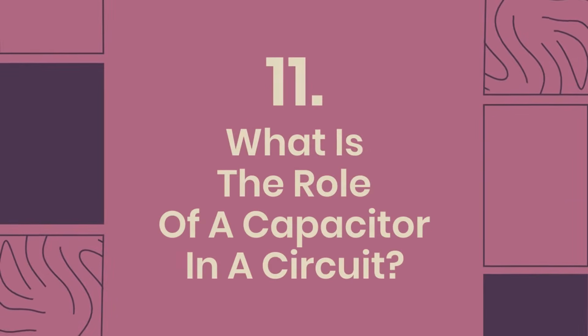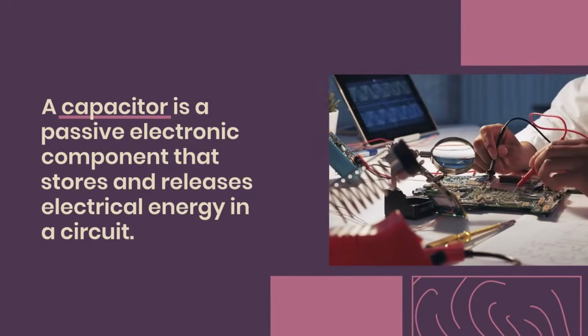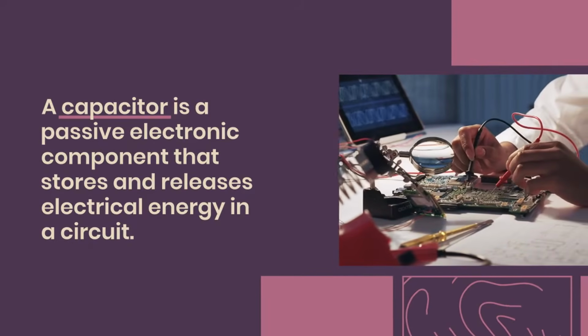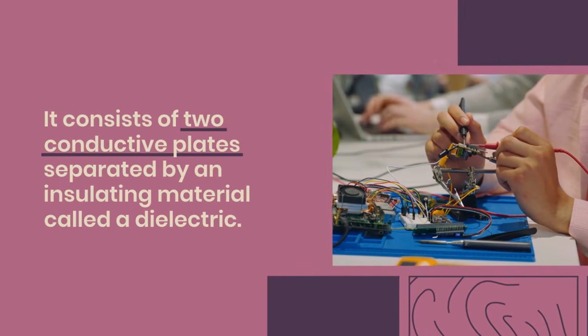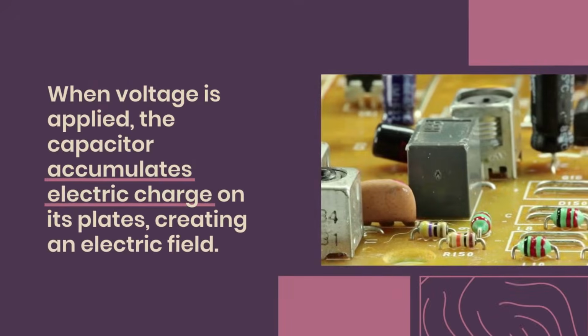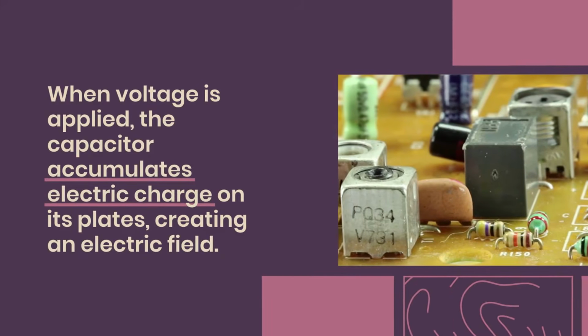What is the role of a capacitor in a circuit? A capacitor is a passive electronic component that stores and releases electrical energy in a circuit. It consists of two conductive plates separated by an insulating material called a dielectric. When voltage is applied, the capacitor accumulates electric charge on its plates, creating an electric field.